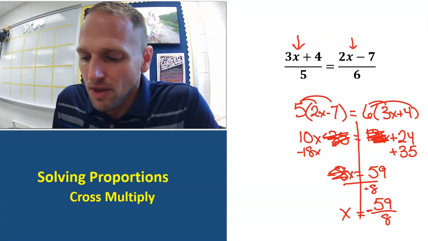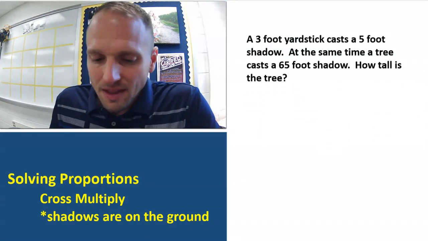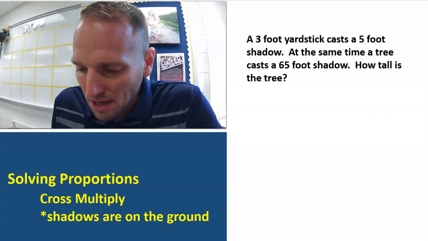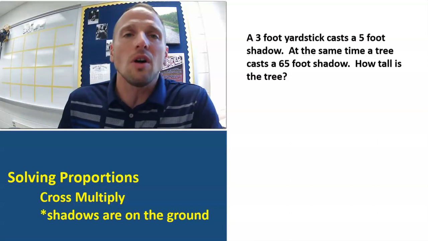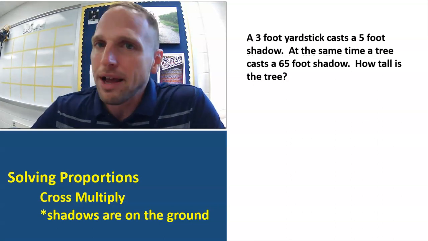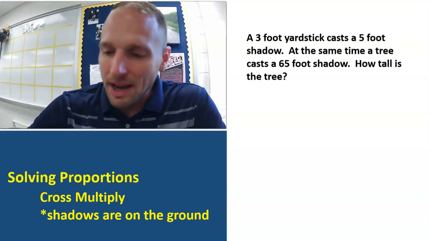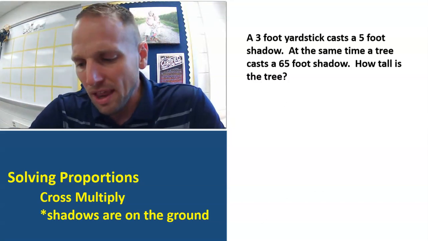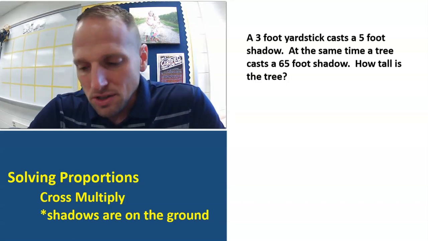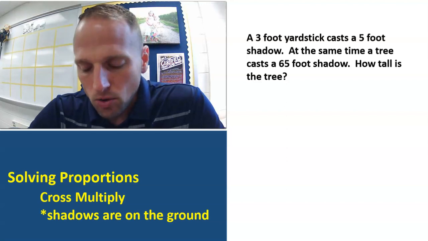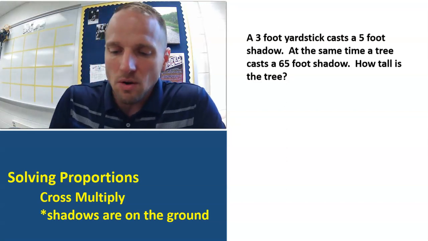All right? Let's see. I believe we have one more. This is a pretty cool application. Let's say that we've got a tree, something really tall that we want to measure, but I can't really get up in the top of that tree and run a tape measure down. It's way too tall for that. So watch what we can do with a proportion. A 3-foot yardstick casts a 5-foot shadow. At the same time, a tree casts a 65-foot shadow. How tall is the tree?